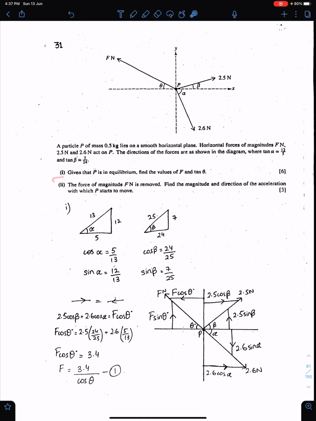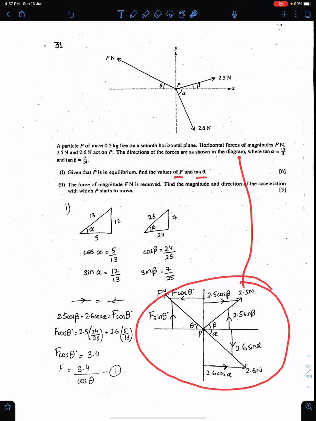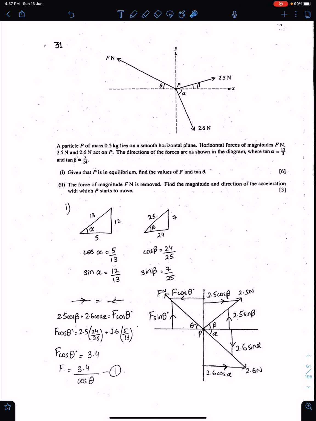Part 1. Given that P is in equilibrium, find the values of F and tan theta. This is the force diagram of this situation. This 2.5 has two components, 2.5 sine beta, 2.5 cos beta. Similarly, F has two components and 2.6 has two components. Since the particle is in equilibrium, therefore all right is equal to all left. So this plus this is equal to F cos theta. This is equation number 1.